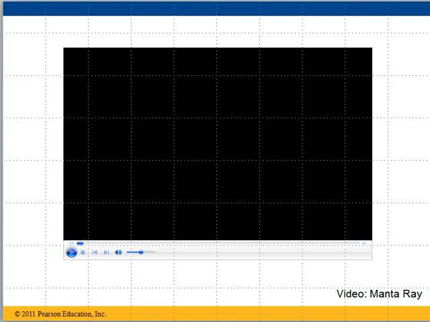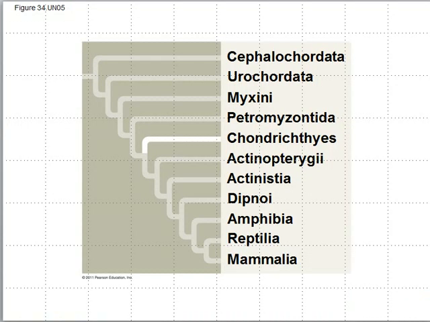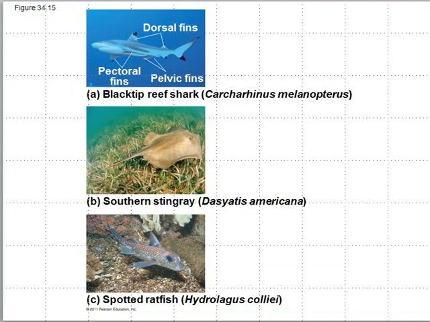So let's take a look at some of those guys. This would be the chondrichthyans, Chondrichthyes, which would be the group here. So we have creatures like a reef shark and stingrays, and there's something called a ratfish, which is slightly different from some of the others. Briefly, we'll take a quick look at them.